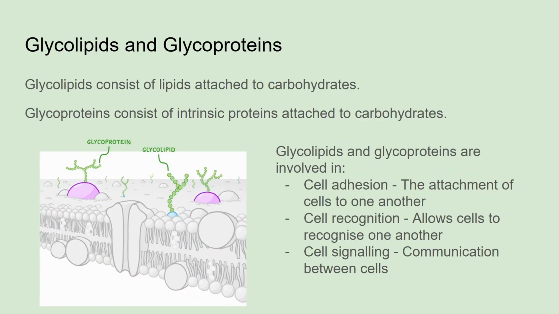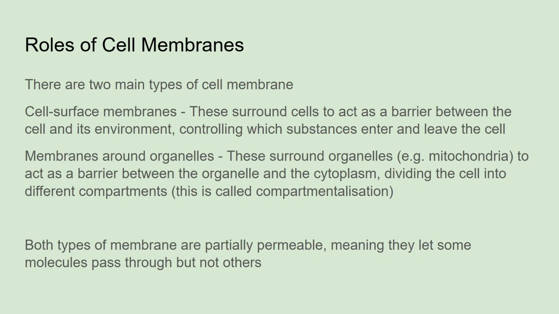We have glycolipids and glycoproteins. So glycolipids consist of lipids attached to carbohydrates, and glycoproteins consist of intrinsic proteins attached to carbohydrates. So glycolipids and glycoproteins are involved in cell adhesion, which is the attachment of cells to one another, cell recognition, which allows cells to recognize one another, and cell signaling, which is the communication between cells.